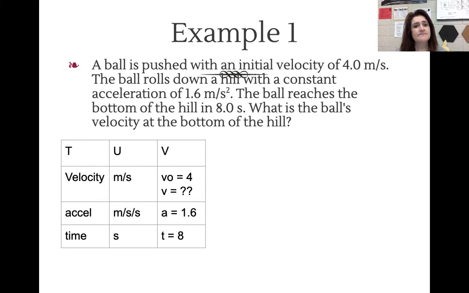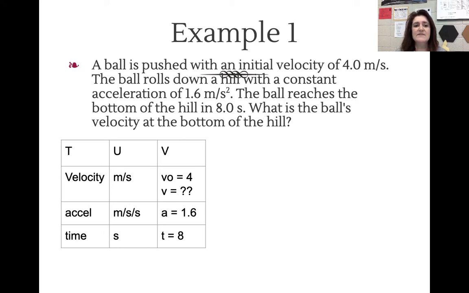Example 1. A ball is pushed with an initial velocity of 4 meters per second. The ball rolls down the hill with a constant acceleration of 1.6 meters per second squared. The ball reaches the bottom of the hill in 8 seconds. What is the ball's velocity at the bottom of the hill?